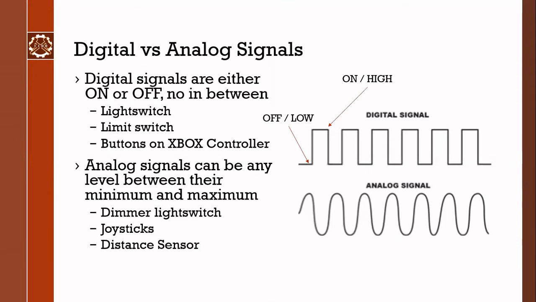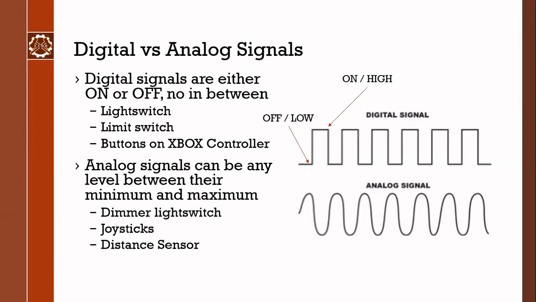A digital signal is anything that you just turn on and off. A light switch is the best example: it's on, it's off. There's no middle ground, no halfway. You'll see that all the time in FRC. Limit switches on the robot are either open or closed once they've been pushed, and any button on a controller is the same thing. It's a digital signal. This is going to come up again, so hang on to that.